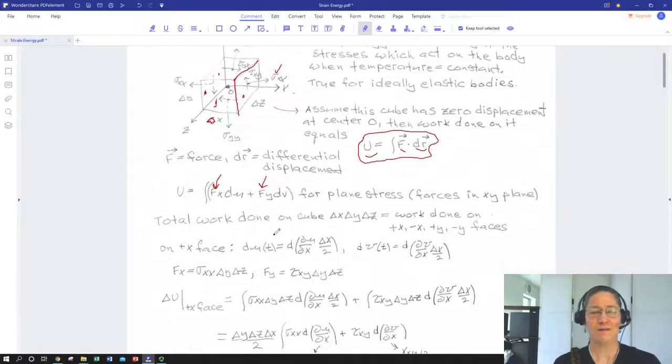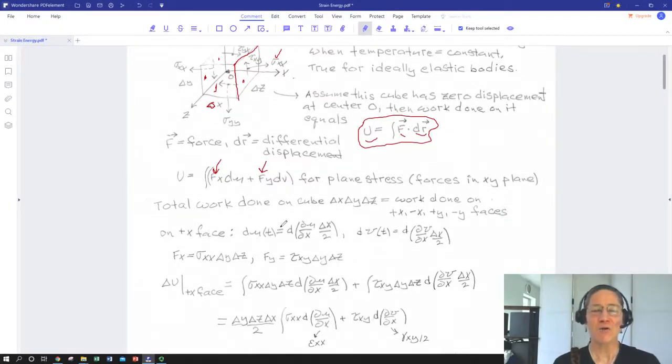Okay, so how about r? Now, what is the distance over which they operate? How are we going to get this dr to describe the distance that the stresses operate? It's essential here, because if you push on something all day long, and if you don't move it, you haven't done any work, and you haven't accumulated any energy. Okay, so to do that, we go back to our expression for displacement.